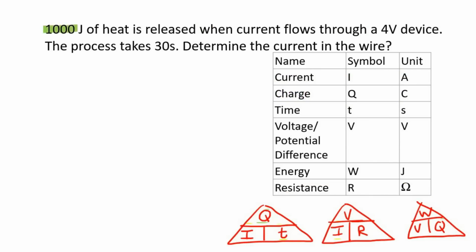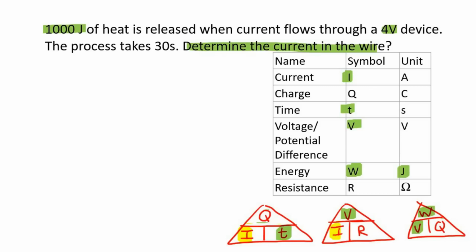So 1000 J, or J stands for joules, which is energy. So I'm going to go highlight all of the W's, okay? There's only one. When a current flows through a 4V, okay, so that's a voltage. So that means we've got a voltage. So I'm going to go highlight all of the V's. The process takes 30 seconds, okay? So we've got time as well. Determine the current. Current is an I.